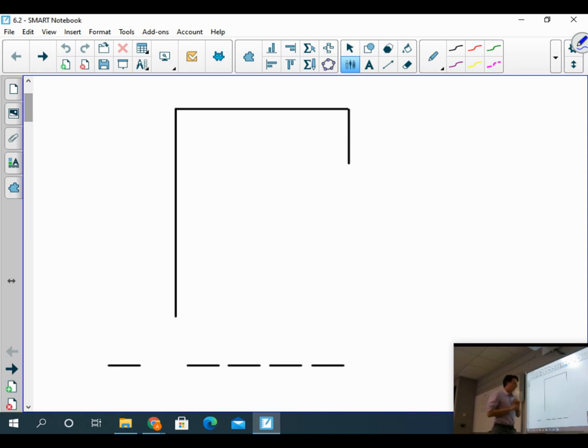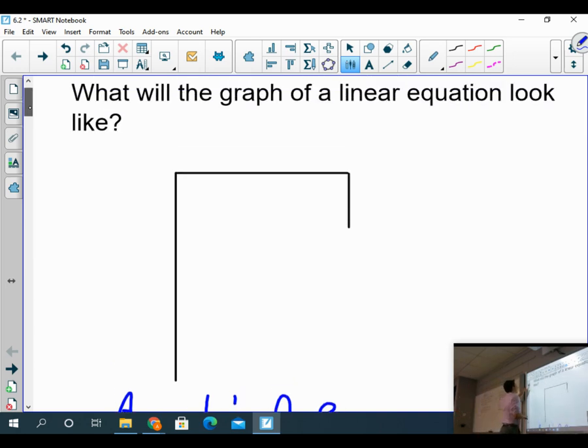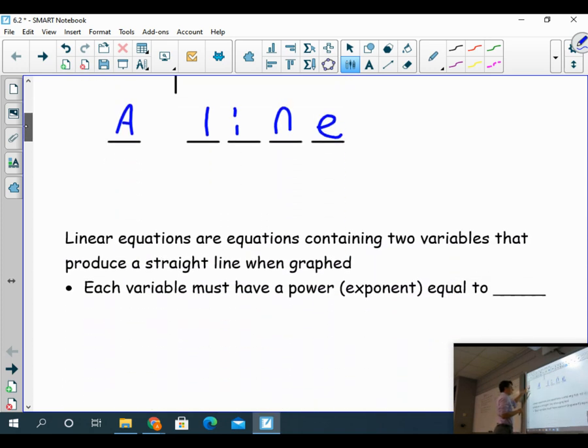We can play a little hangman with this. But what is it going to look like? It will look like a line. The graph of a linear equation is going to look like a line. And this should make sense. Why? Well, think about the word. What is the root of the word linear? It is line. So all linear equations are going to create lines.